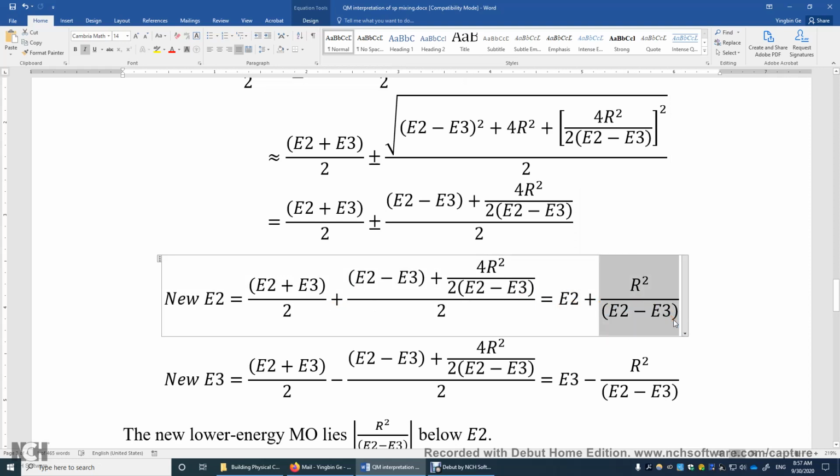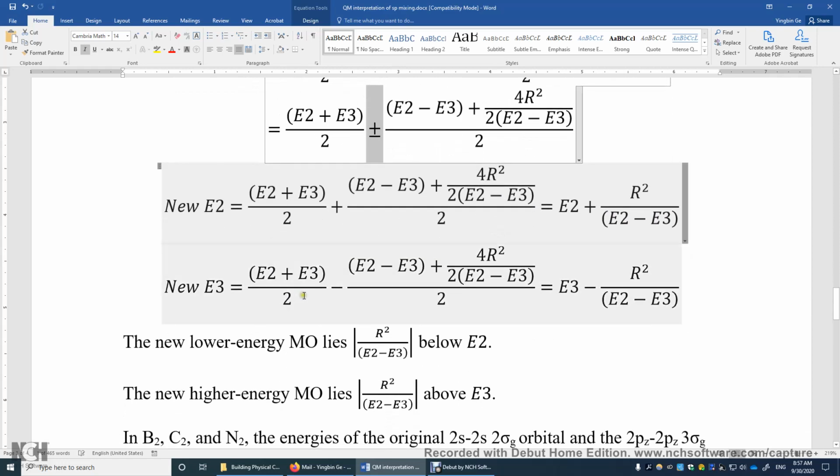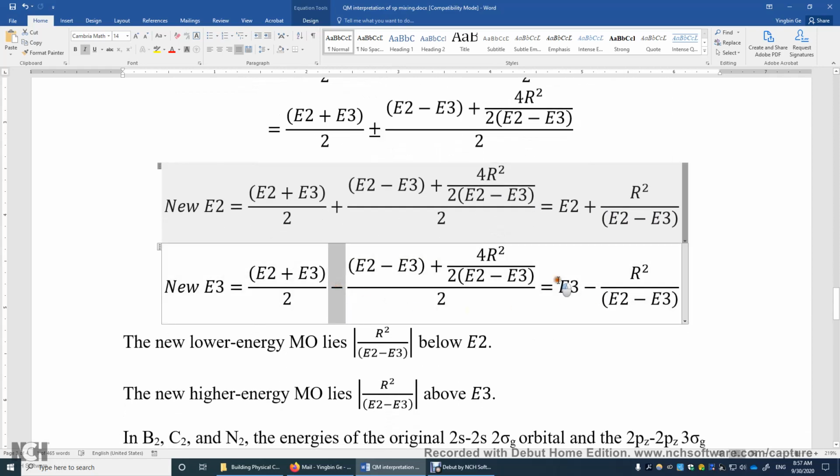This correction is negative because E2 is smaller than E3. So this new MO has lower energy than E2. Now I'm going to use the negative sign here. When you use the negative sign, we get the new energy level, which is higher than the original E3. Again, this is because E2 is more negative than E3, so this term is actually positive.